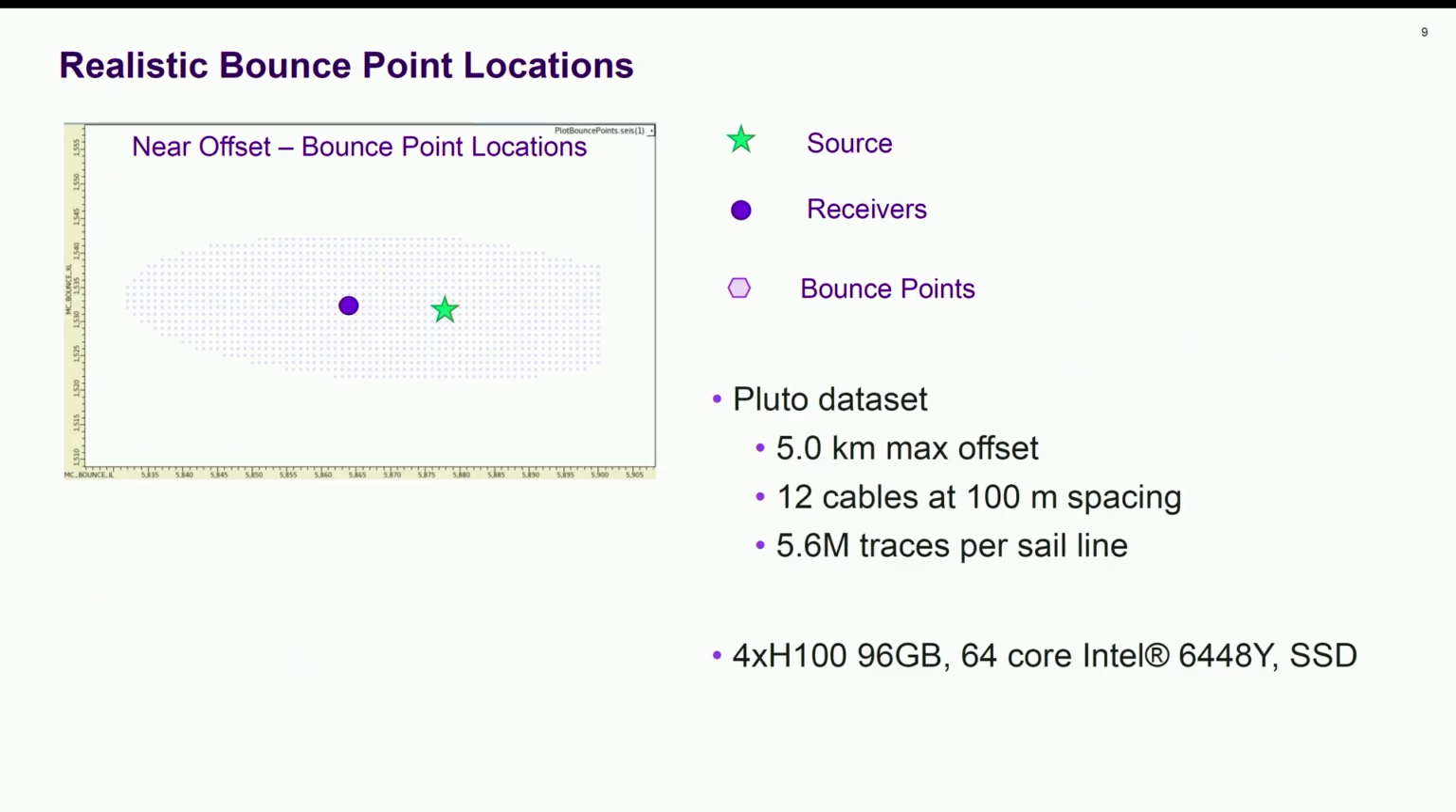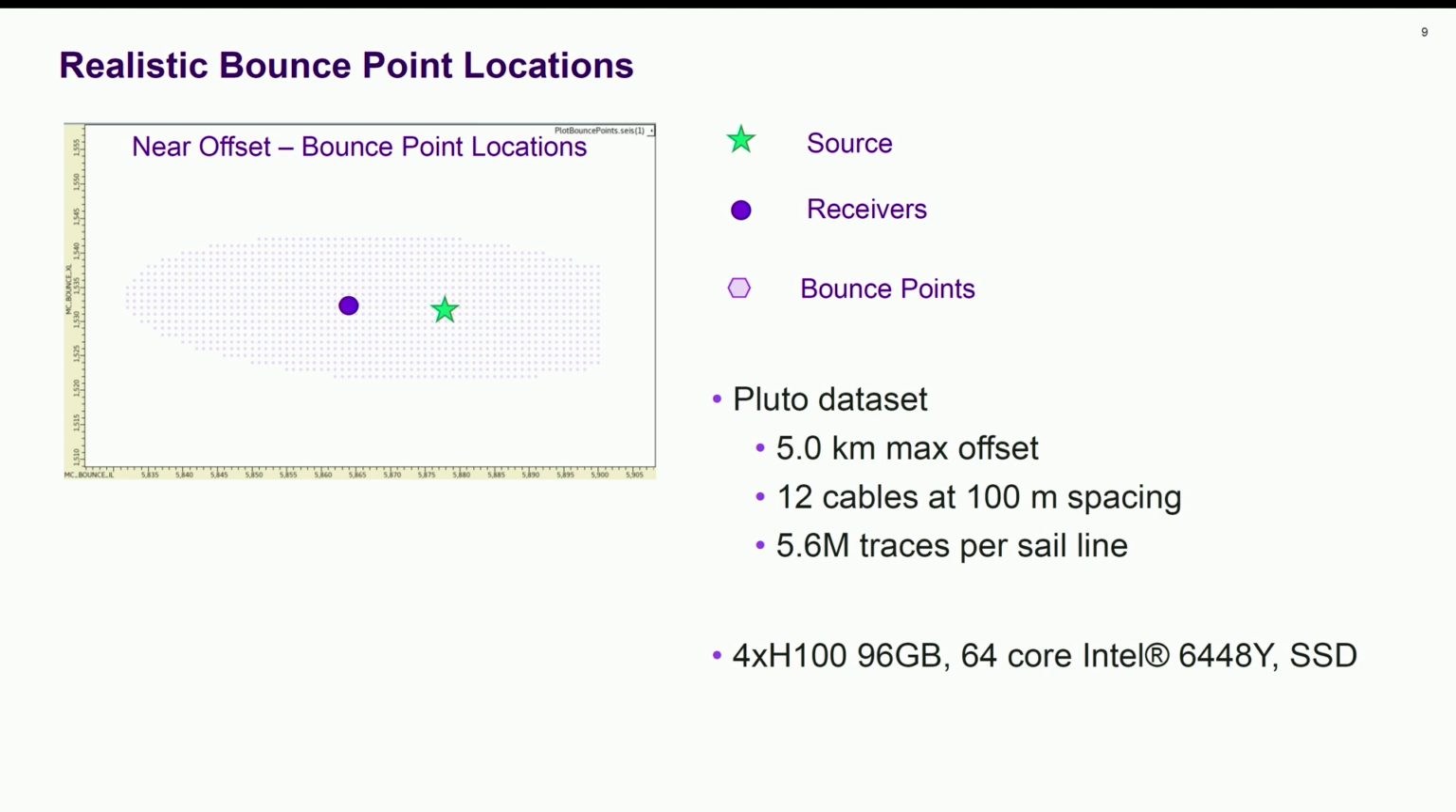Going to an actual data set, to be honest, it's a relatively small data set, Pluto data set available from Geoscience Australia. We can start plotting these bounce points and looking at what we are actually computing, how much memory we need to use. And the primary architecture that I worked on was a 4X H100 machine with 96 gigs per GPU. It had a terabyte of CPU RAM and local SSDs. So I can cache data in various places.